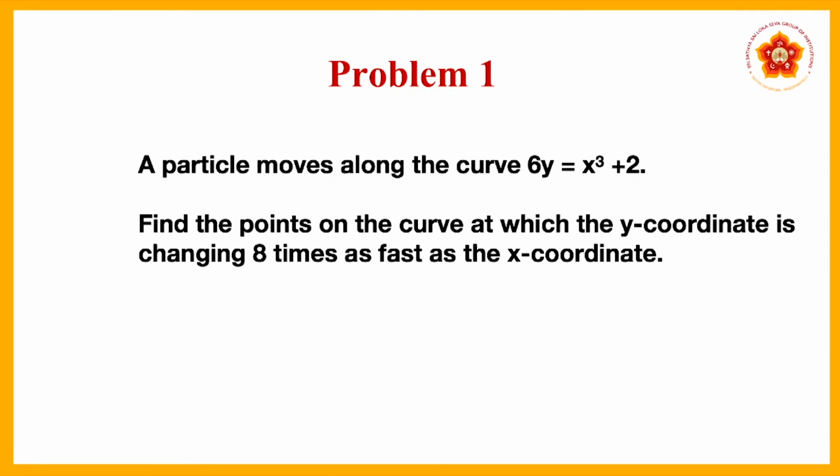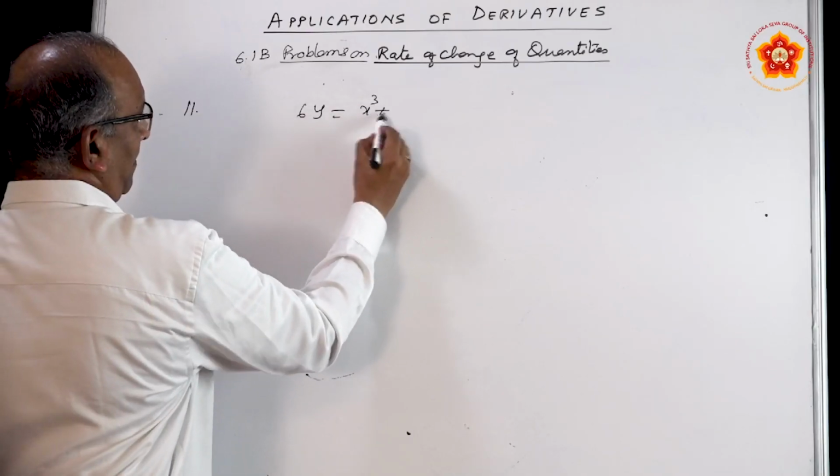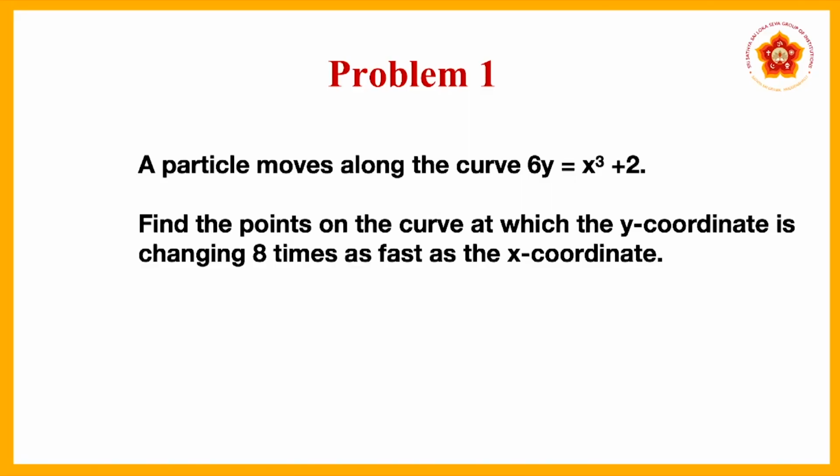This is the 11th problem of the textbook. The problem says a particle moves along the curve 6y equal to x cube plus 2. Find points on the curve at which the y coordinate is changing 8 times as fast as x coordinate.